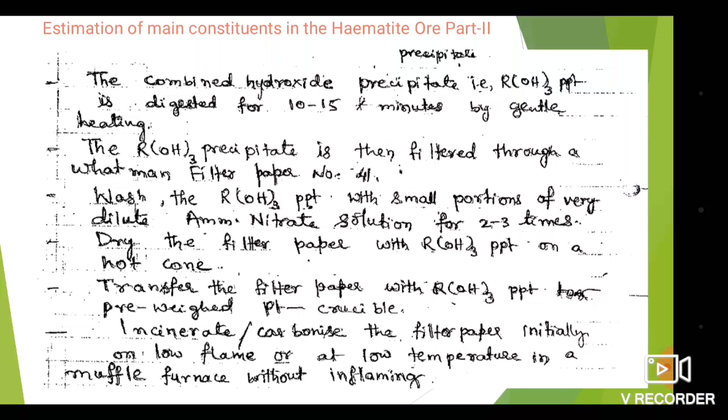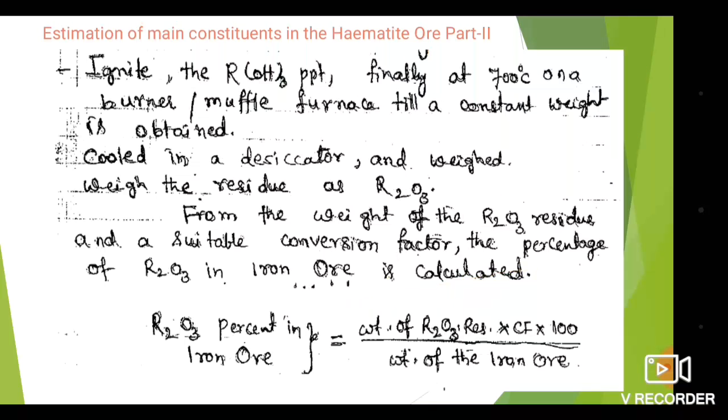Transfer the filter paper with the R(OH)3 precipitate to the pre-weighed platinum crucible. Incinerate and carbonize the filter paper initially on a low flame or at a low temperature in a muffle furnace without inflaming. After that, ignite this precipitate finally at about 700 degrees Celsius on a burner or muffle furnace till a constant weight is obtained. Cool the precipitate in a desiccator and weigh it.